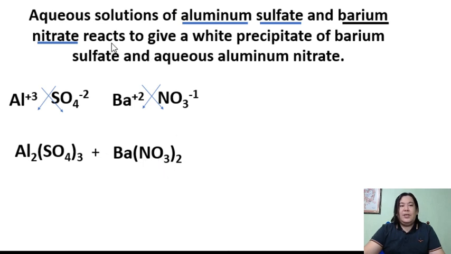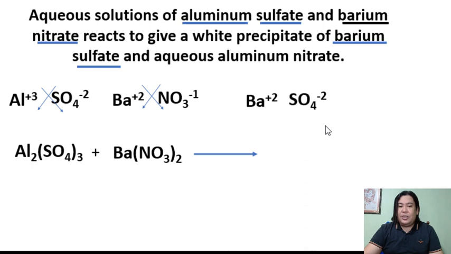Okay? As nakalagay na dito, reacts to give. So, ang symbol niyan is the yield sign. Give a white precipitate of barium sulfate. Pag may nakita kayong barium sulfate, sinasabi nila precipitate, that is already solid kung maglalagay kayo ng symbol. Okay? So, barium is Ba positive 2, followed by sulfate, which is SO4 negative 2. As you can see, when you crisscross these two oxidation numbers, they are the same, so these are cancelled out. So, the final formula is BaSO4. Okay? Then, last, so may nakita kayong end, lagay kayo ng plus.